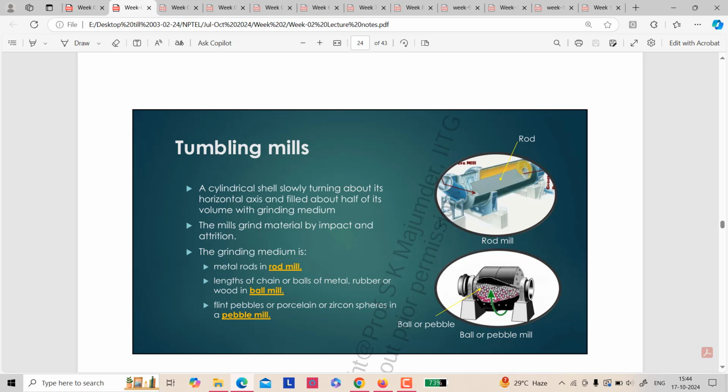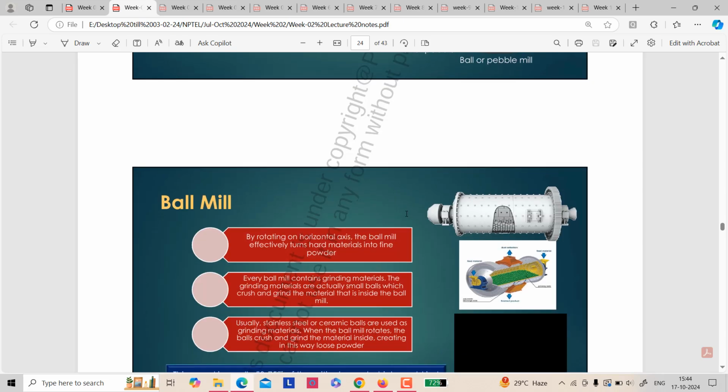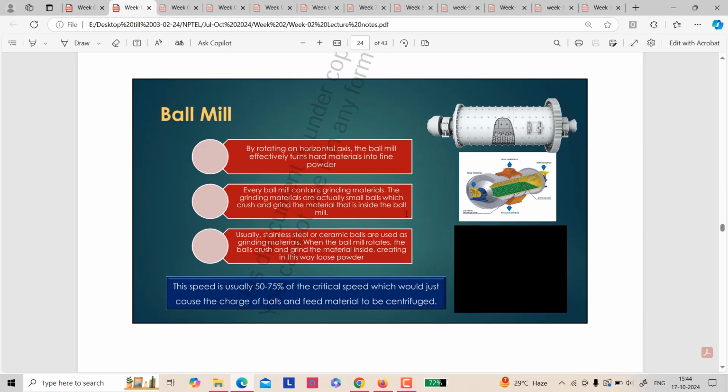Then is the tumbling mill. It is a cylindrical shell slowly turning about its horizontal axis and filled about half of its volume with grinding medium. This is the ball mill, where you can see inside the mill. This is a cylindrical type of rotating mill which is horizontally placed. By rotating on a horizontal axis, the ball mill effectively turns hard materials into powder.